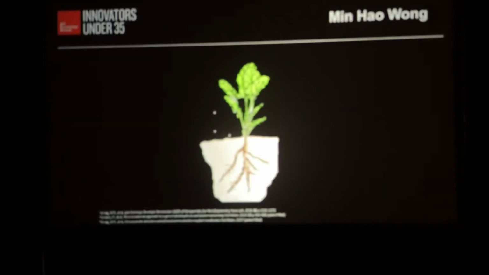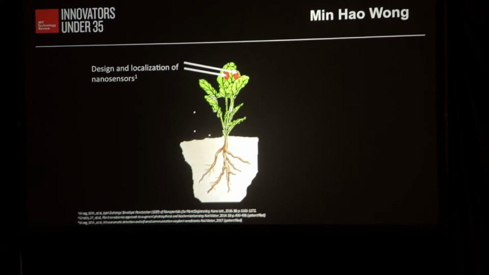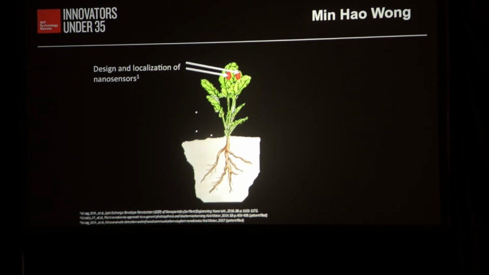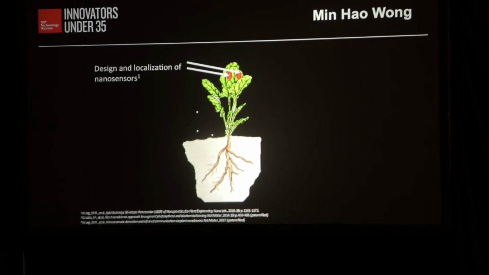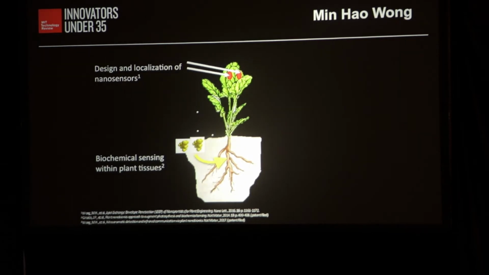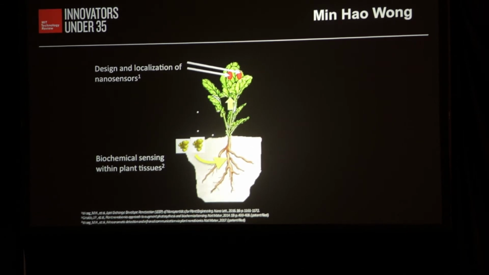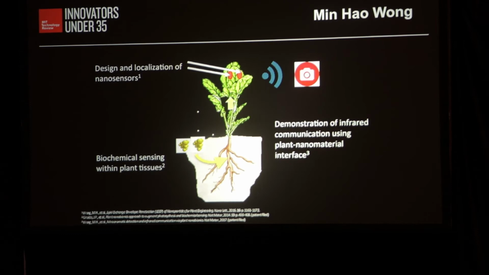We then try to apply this technology to the field and within plants through 3 distinct steps. The first step is to design and localize these nanosensors within plant tissues, cells, and organelles. Next, we then examine the use of these sensors within plant tissues through biochemical sensing pathways to really study the impact of these sensors within a plant and if they are able to detect things around and within the plant.